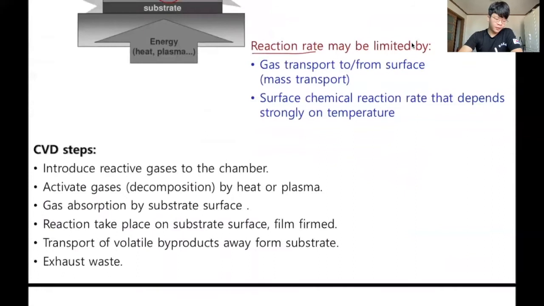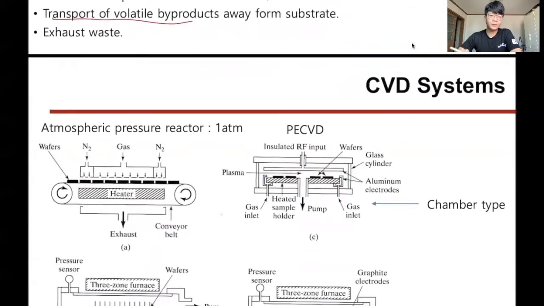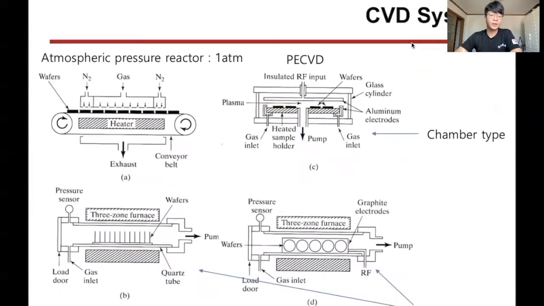Like here, we introduce the reactive gas, the mass transport. We activate the gas using heat or plasma to give external energy for reactions. After the reactions, we transport the byproducts away. The process of CVD has about four kinds of steps.